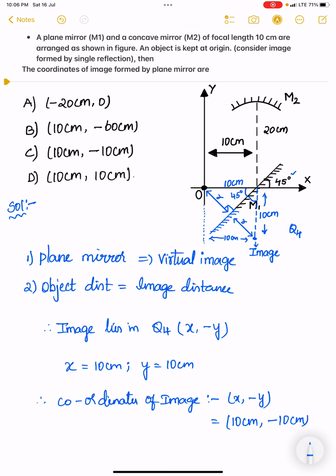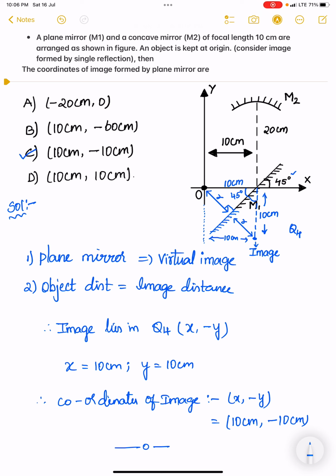So this is the best and easiest way: just by drawing the diagram or assuming whatever is necessary based on simple geometry, and taking the help of the characteristics of the image formed by a plane mirror, we can easily locate the image formed by a plane mirror here. The answer is 10 centimeter comma minus 10 centimeter, that is option C.